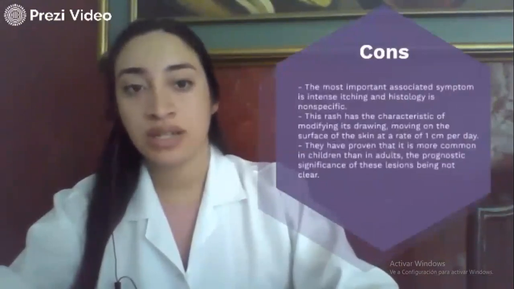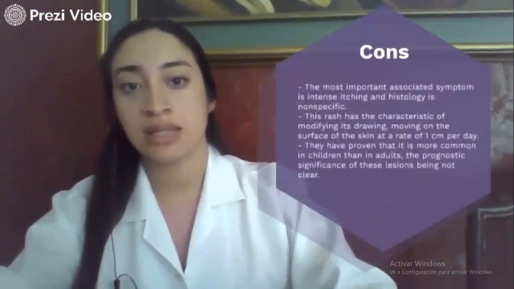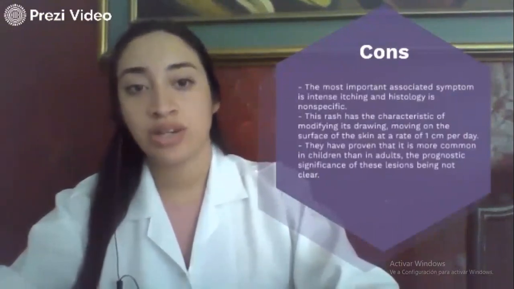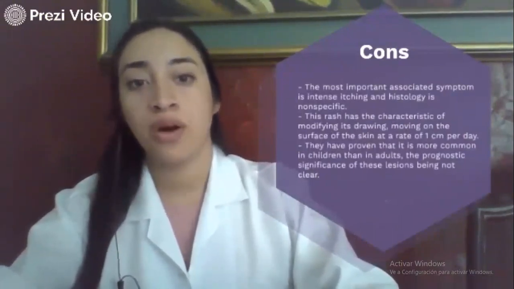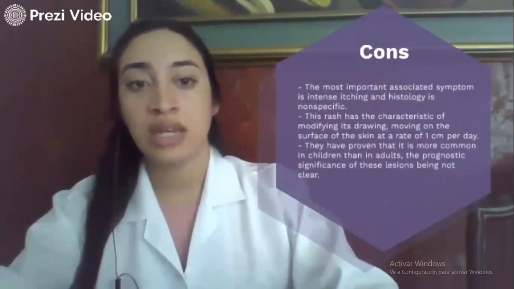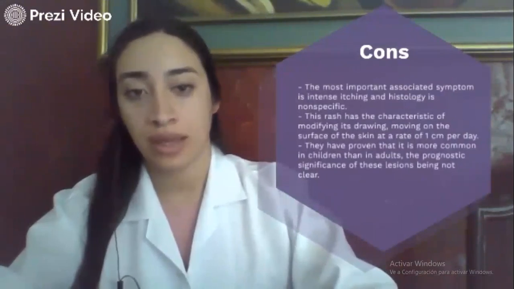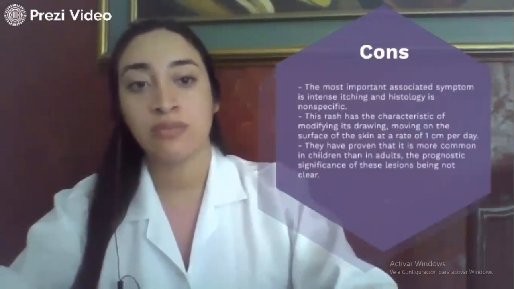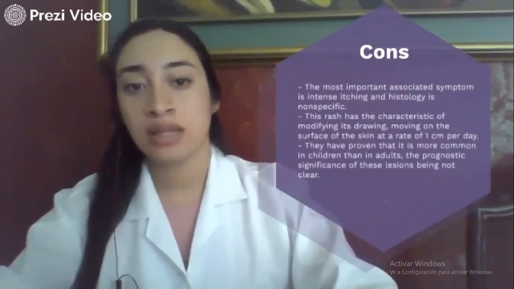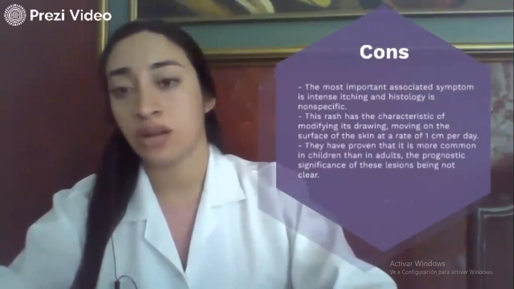Cons. The most important associated symptom is itching and histology is non-specific. This rash has the characteristic of modifying its pattern, moving across the surface of the skin at a rate of 1 centimeter per day. It has been reported to be more common in children than in adults, the prognostic significance of these lesions being not clear.